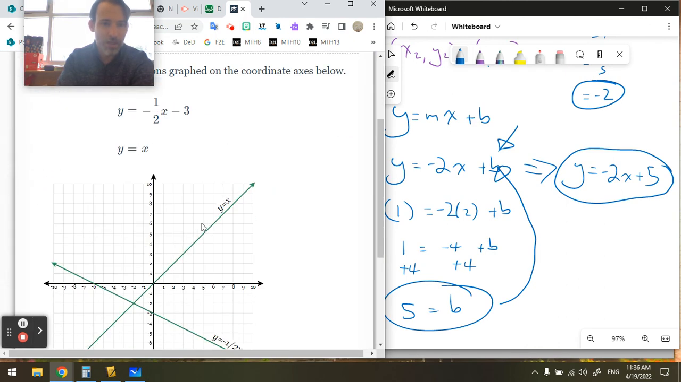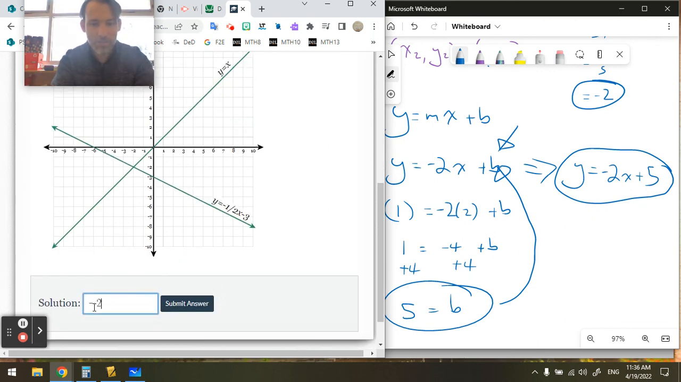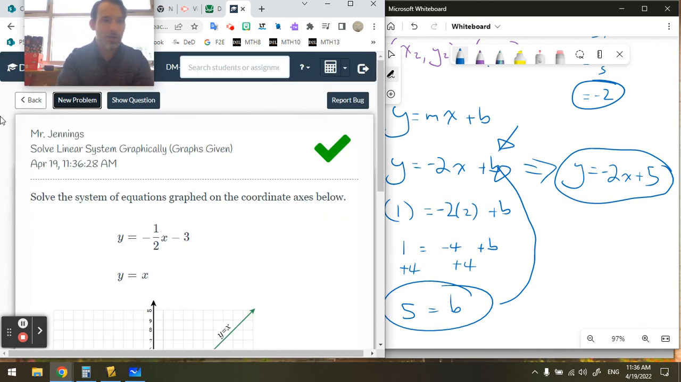I'll show you a new one. Here, they cross at negative 2, negative 2. So I write that in as negative 2, comma, negative 2, put in the brackets. Hooray. Okay, that's how you do these.